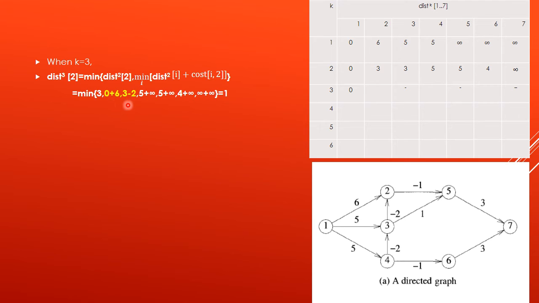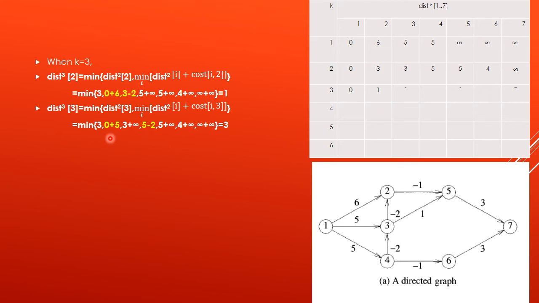So from 1 and 3, let's check. 1's previous distance is 0 and 1 to 2 is connected with 6. So add it. Similarly, the distance of 3, previous distance is 3 and 3 to 2 distance is minus 2. So among this, which is minimum? 1.